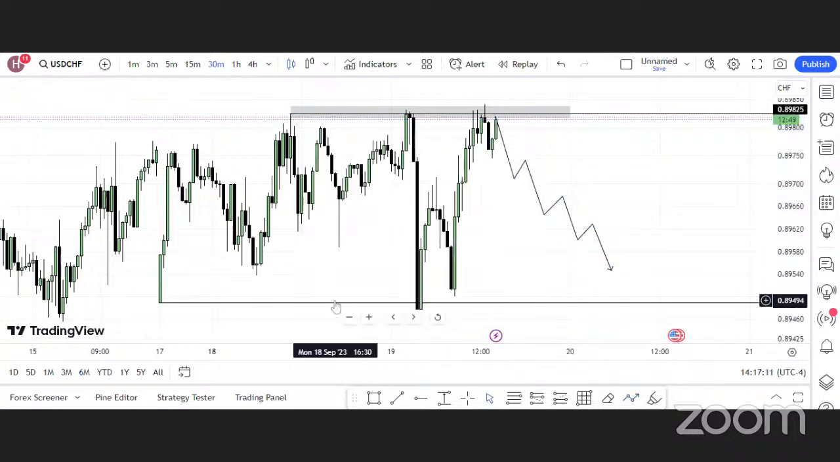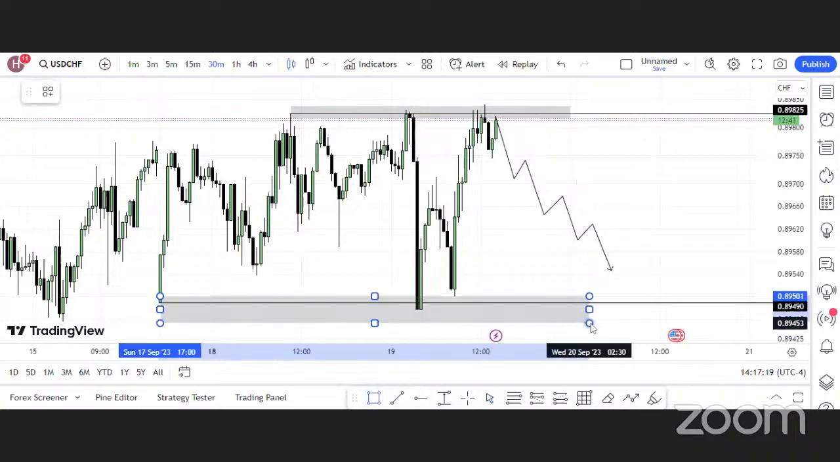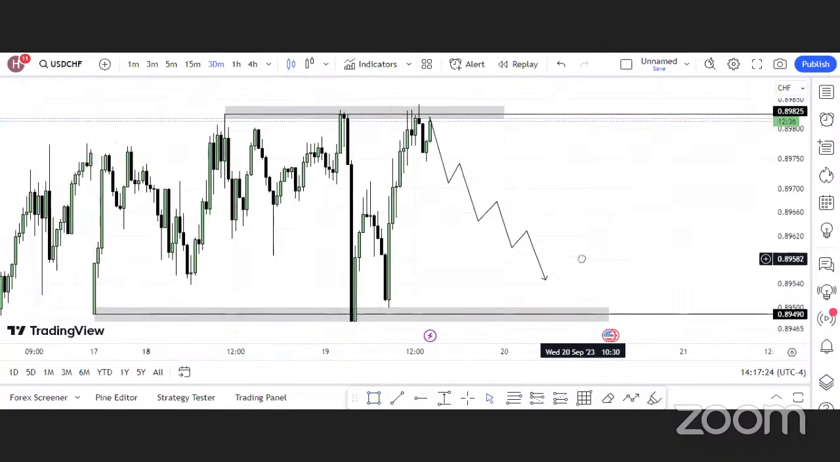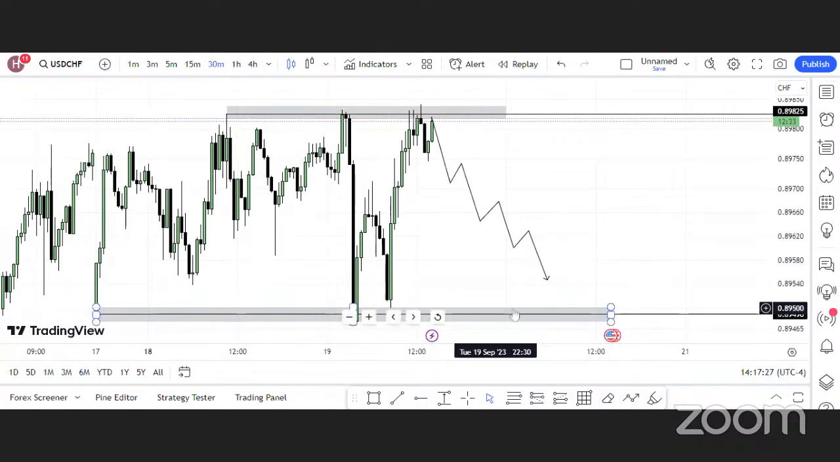What we want to be doing is we have this support zone around here, so let me just draw the box on it. Now we have this support area that the market is coming down to. We can wait for the market to get to this point, and then take an entry. You want to wait for a confirmation before you take the entry, but immediately it gets here, you want to start looking at what is going to happen next now that the market is on your support zone.